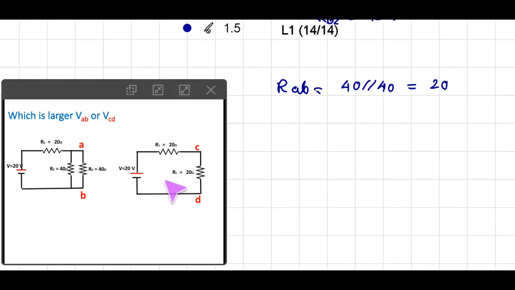So now look at this circuit. This and this circuit are the same. Here only a 120 ohm resistance is used. But in this circuit, there are two parallel resistances. So the voltage across AB and the voltage across CD are both the same.